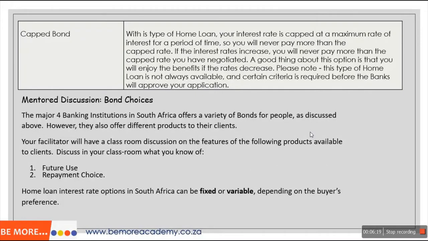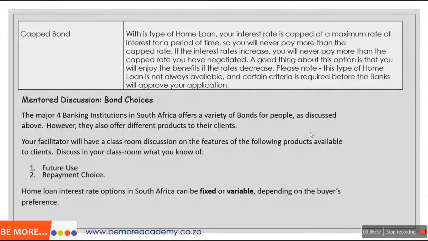Mentioned in the discussion on bond choices: the major four banks, the banking institutions of South Africa, offer a variety of bonds for people, as discussed above. However, they also offer different products to their clients. Now, the different products, as you know, Anna explained to us what the different products are, and I think we will bring her back at a later stage to explain more, or we can even have somebody at the bank come and explain exactly how the different other options work, because it also varies from time to time.